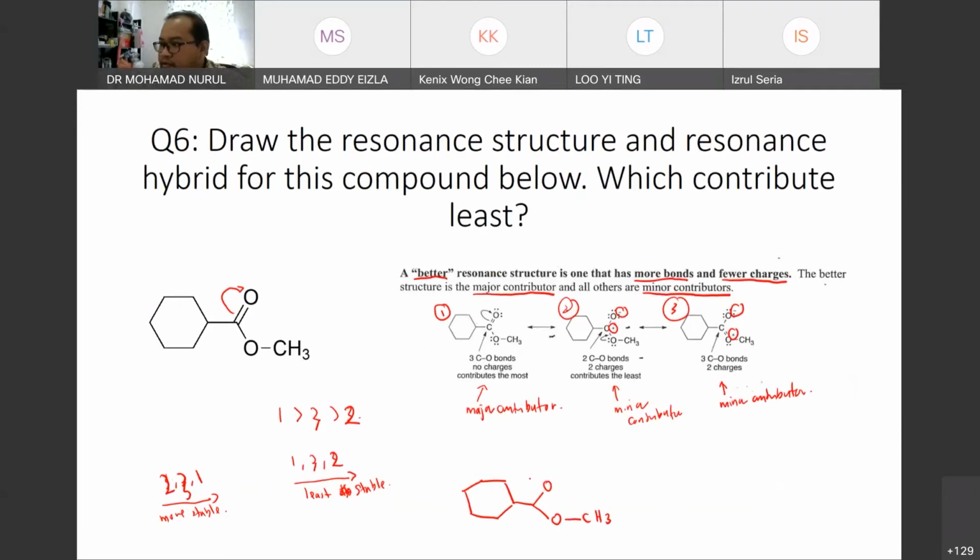Okay, this is the resonance hybrid. So you see where is the charge now. We have one charge here, it should be delta negative. One charge here should be delta positive. And lastly, this is another charge here, should be delta positive. I hope I answered your question. Thank you, doctor. Welcome. Sorry, I didn't realize these questions.